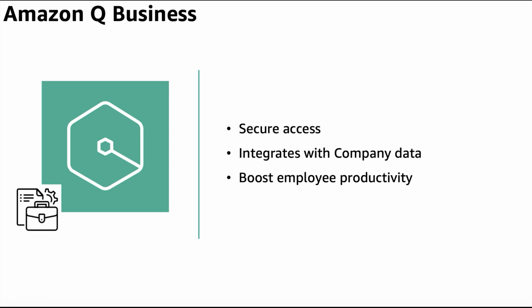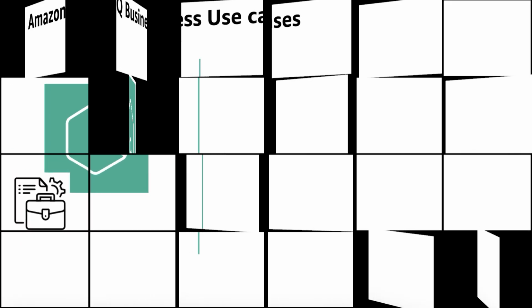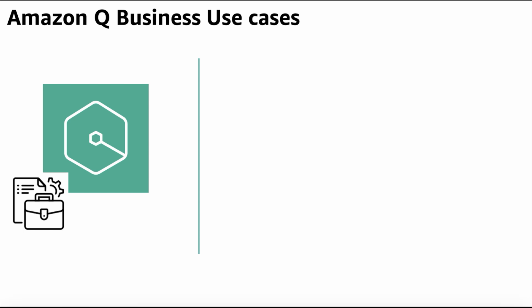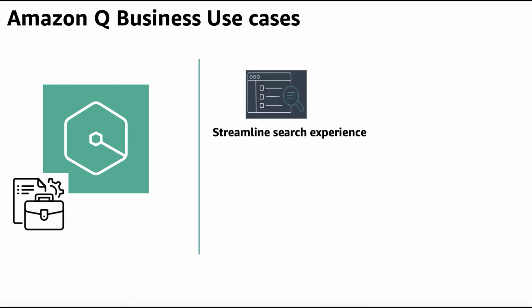Amazon Q Business brings together capabilities that will boost employee productivity as they access, analyze, engage, and visualize enterprise data. Amazon Q provides immediate and relevant information to employees and helps streamline tasks and accelerate problem solving. Here are some of the ways that Amazon Q can boost employees' productivity. The first one is about streamlining the search experience.